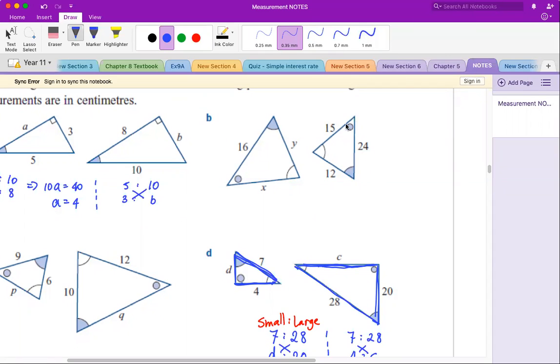Is 24 matching with X? Wait, no. That's 16, you need to use 16. Yeah, it's matching with 16, right? You just have to look at the angles to find which ones are matching. That's 24.